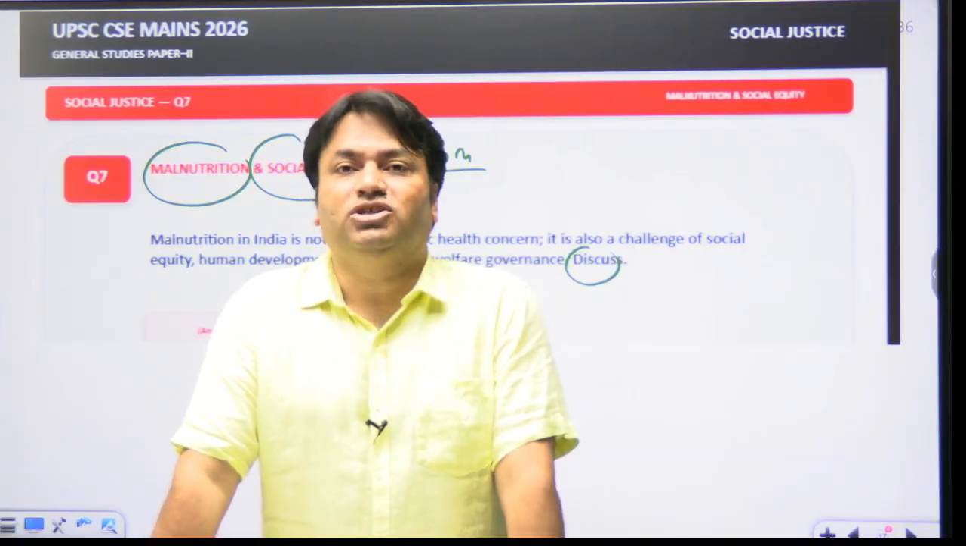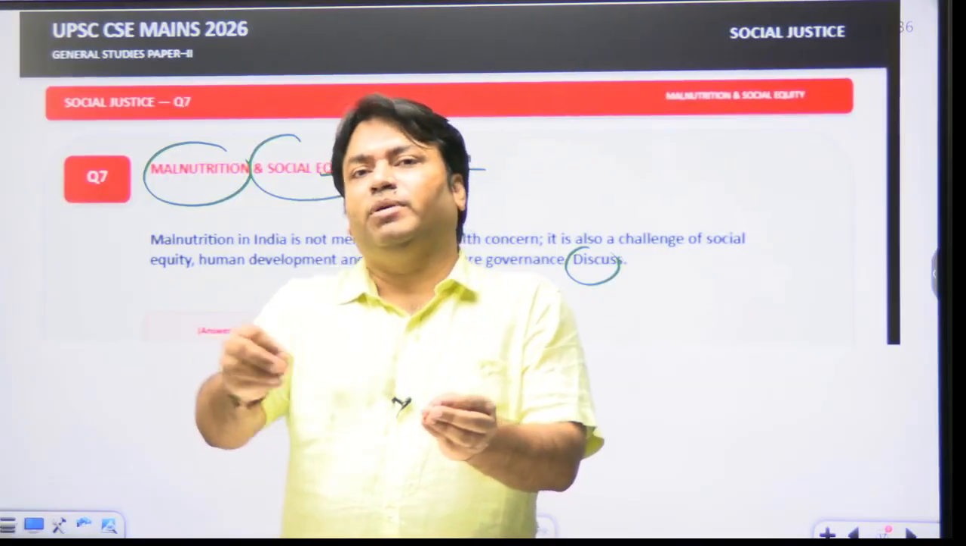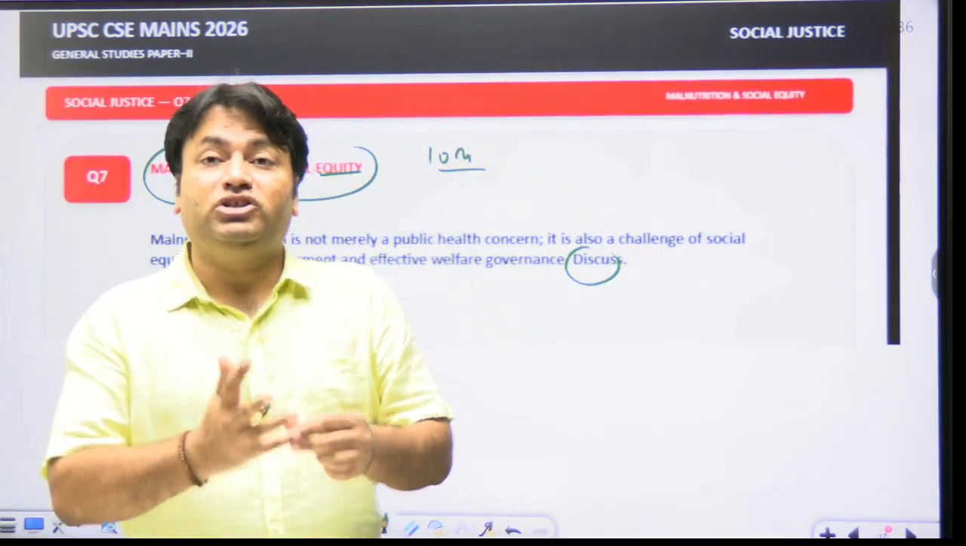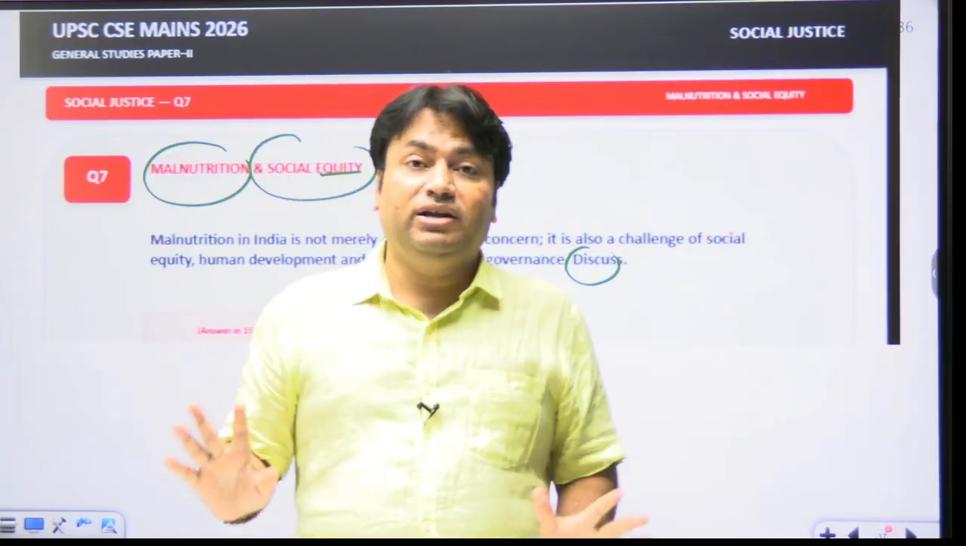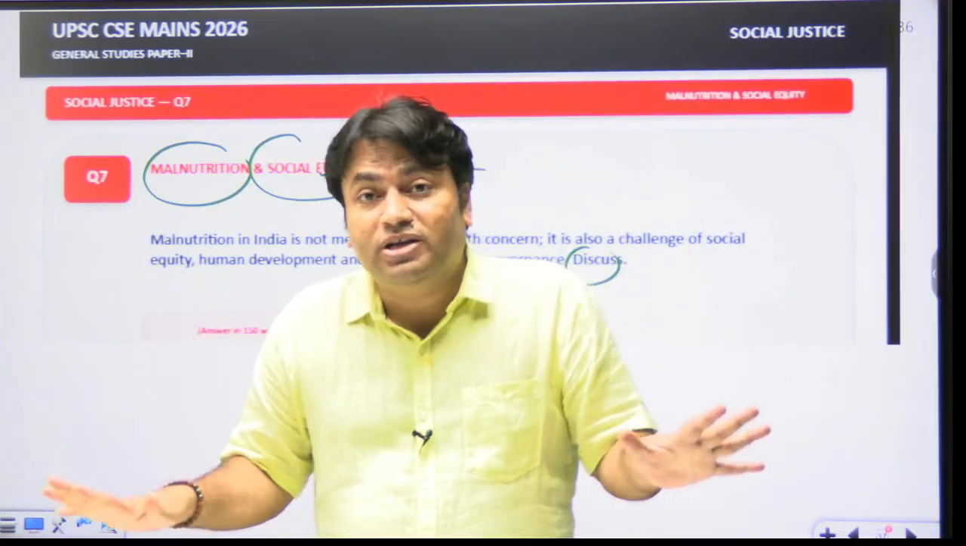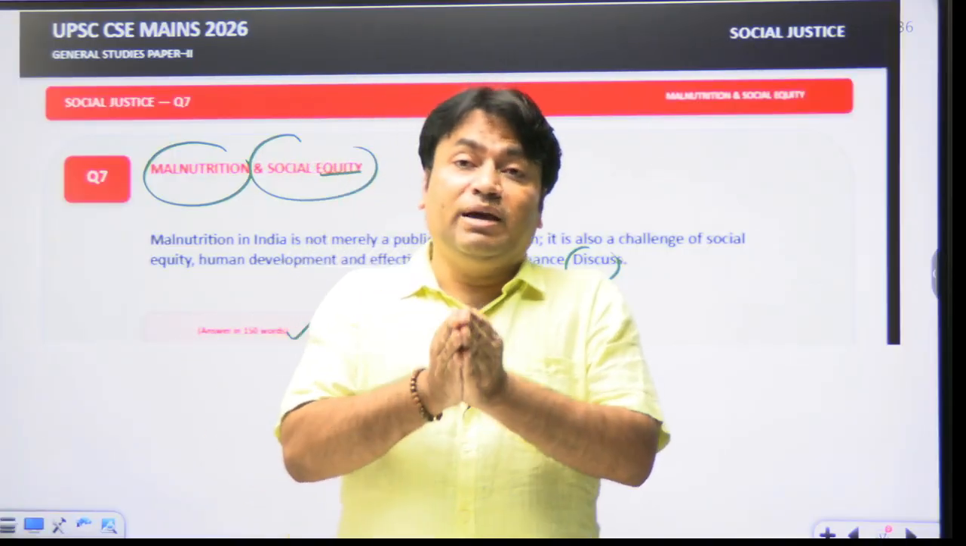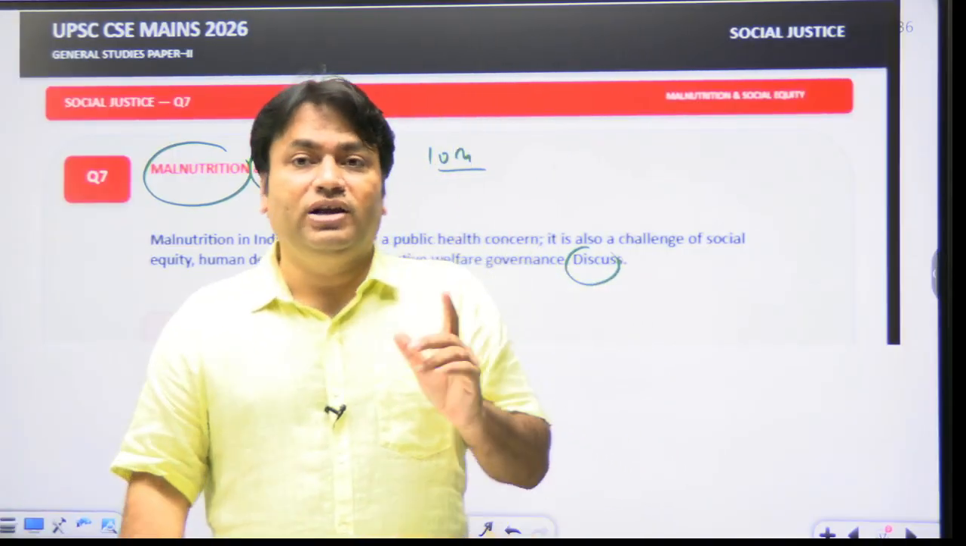So that is the most important point. Now we can again relate Amartya Sen's capability approach here, that nutrition expands the basic capabilities that are necessary to learn, to work, to participate, to live a healthy life. Therefore, malnutrition represents a capability deprivation.